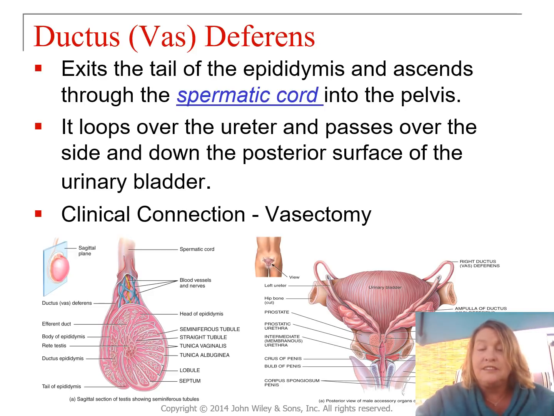And one of the clinical correlations for the ductus deferens is a vasectomy. It should be a ductectomy because we no longer use vas deferens, but you know, old habits die hard. It's still called a vasectomy. And that's when they cut the ductus deferens in order to render the male infertile once that individual decides not to have any more children or have children. It's actually a very simple surgery, much easier than a female having a tubal ligation or their tubes tied.